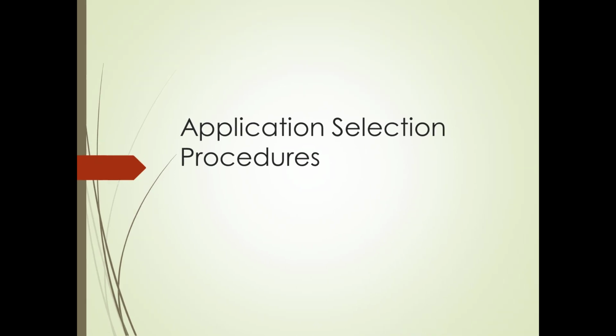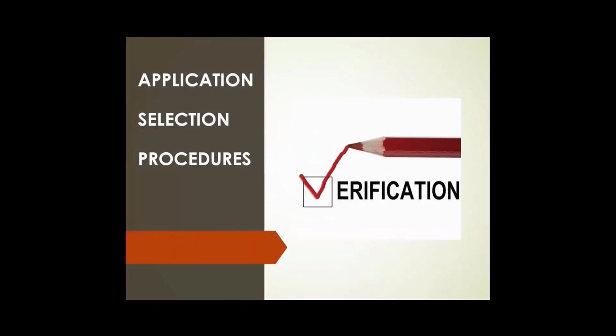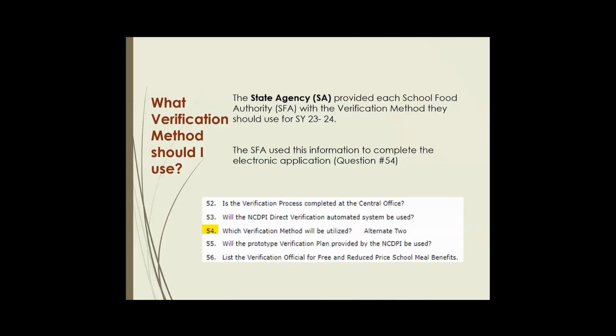So we're going to talk about application selection procedures. You should have received your verification method from your area consultants in the spring of 2023. Your options are standard or alternate, and the alternate is either 1 or 2. The SFA uses this information in the electronic application, and you used it, to complete question number 54 in the SFA section. So if you are a new SN administrator, and maybe you weren't here during the agreement process or you were out, someone else completed it on your behalf, then we encourage you to go and look at which verification method your school district or school is supposed to use during the 23-24 school year. If you still can't find it or you're unsure, then please reach out to your area consultant, or you can also contact me.